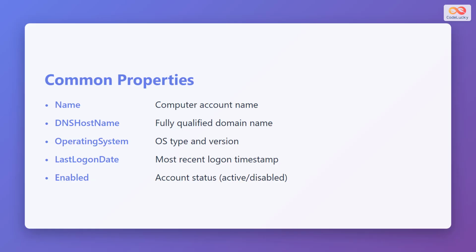There are several important properties you can retrieve with Get-ADComputer. The Name property gives you the computer account name. DNSHostName provides the fully qualified domain name of the computer. OperatingSystem shows the operating system type and version installed on that machine. LastLogonDate tells you when the computer last authenticated to the domain, which is useful for identifying inactive computers. Finally, the Enabled property indicates whether the computer account is active or disabled in Active Directory.